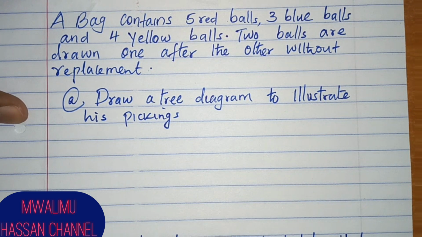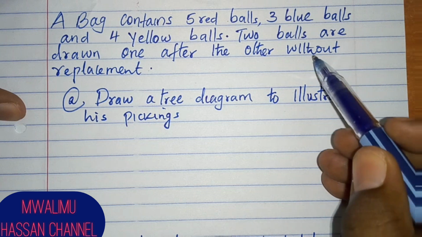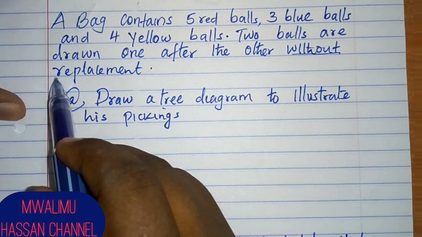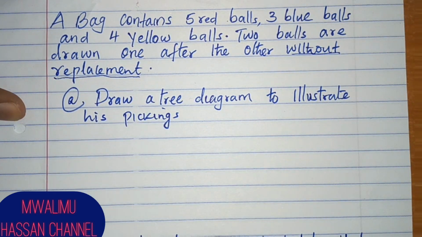Today we are going to look at this question. A bag contains 5 red balls, 3 blue balls, and 5 yellow balls. 2 balls are drawn one after the other without replacement. Now the key point here is without replacement. That means when a ball is withdrawn from a bag, it will not be put back again into the bag. That is what I mean by without replacement.